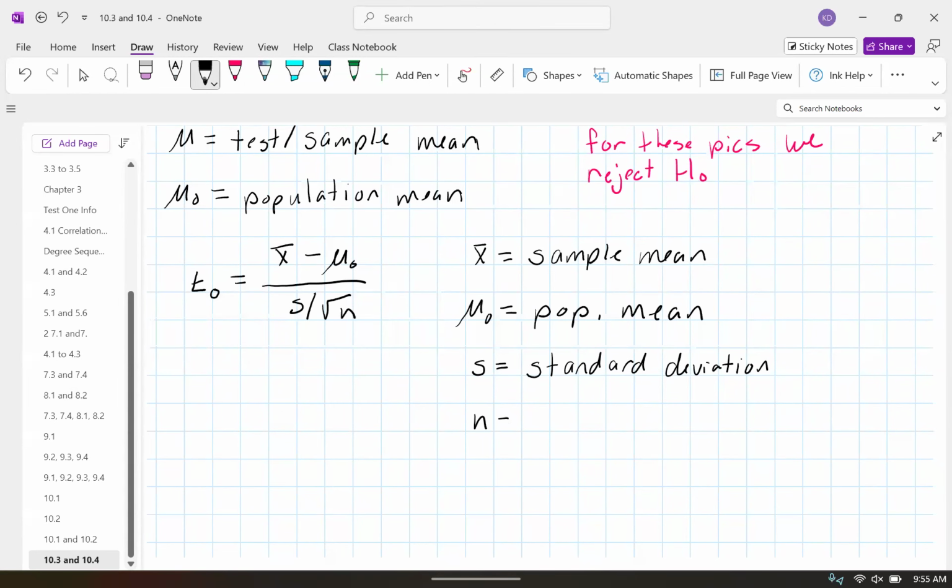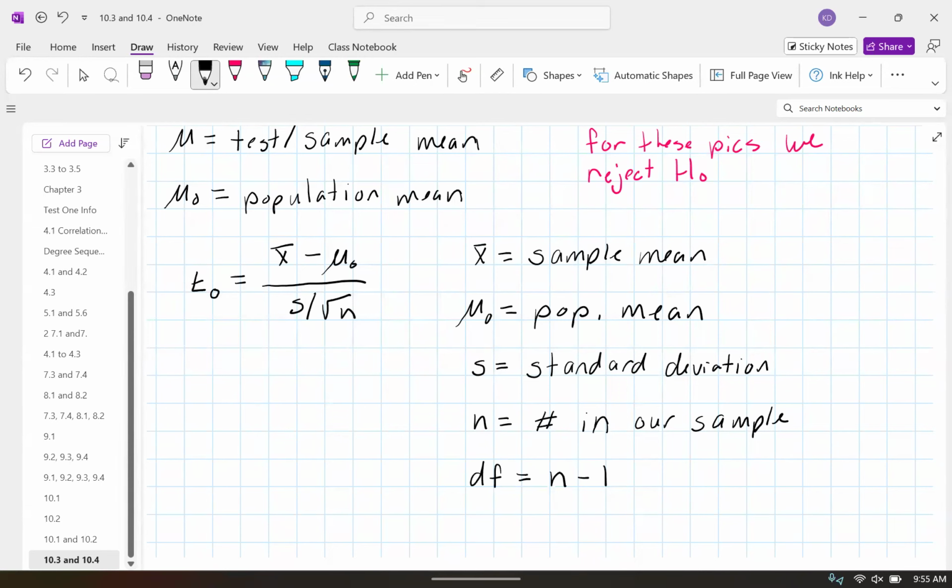S is our sample standard deviation. And N is the number in our sample. That's the number we're looking at for our particular sample. And the degrees of freedom is going to be N minus 1. We need that to look up our critical values on the table.